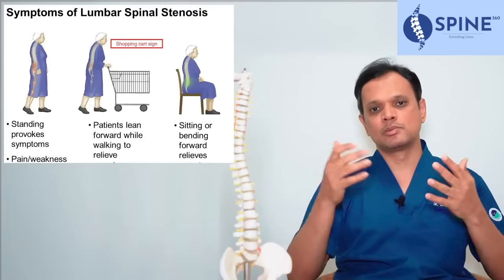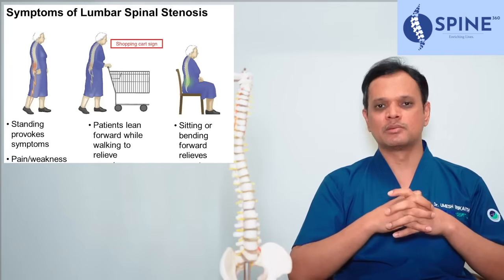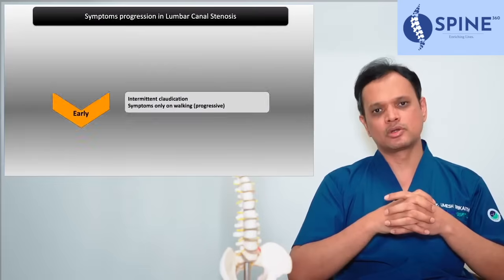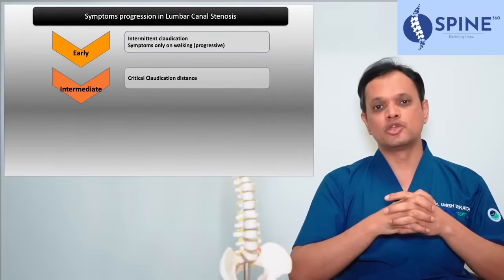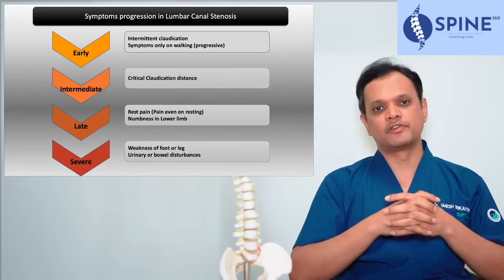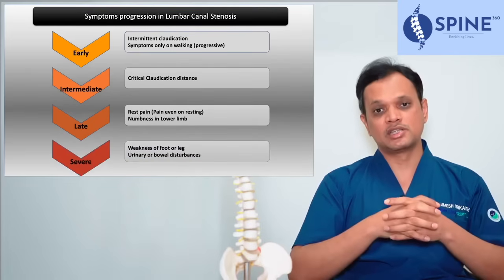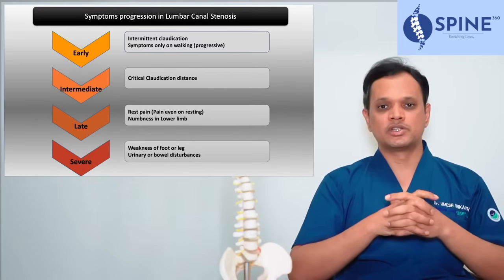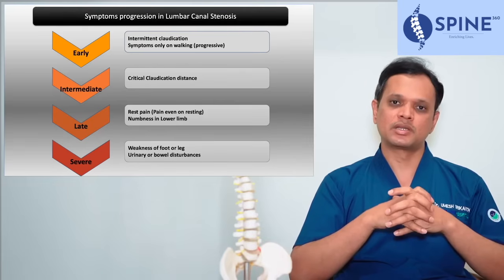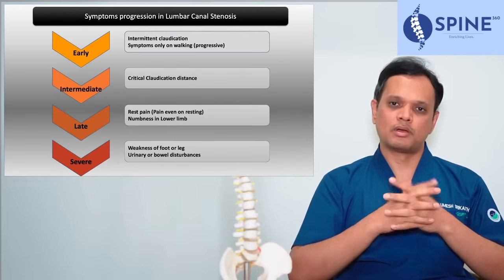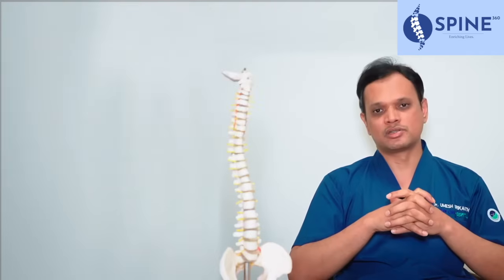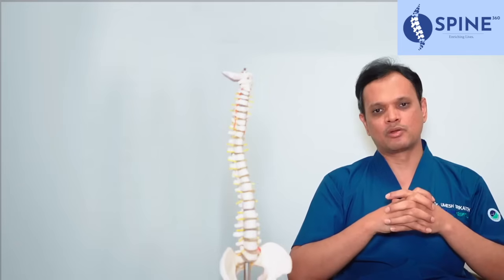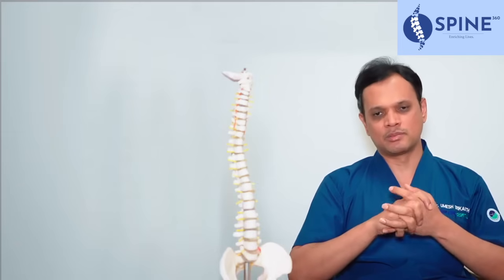This symptom is usually progressive. It starts as a very minor symptom and becomes more and more progressive as the person ages or as the disease progresses, so that in later stages persons will not be able to walk even for 100 meters or even 50 meters. In even severe cases, this kind of pain can come even while sitting, standing, or lying down, which is called rest pain or rest numbness. Of course, the other symptoms that can be there are back pain as well as radicular pain, or what is called sciatica, in a case of lumbar canal stenosis.